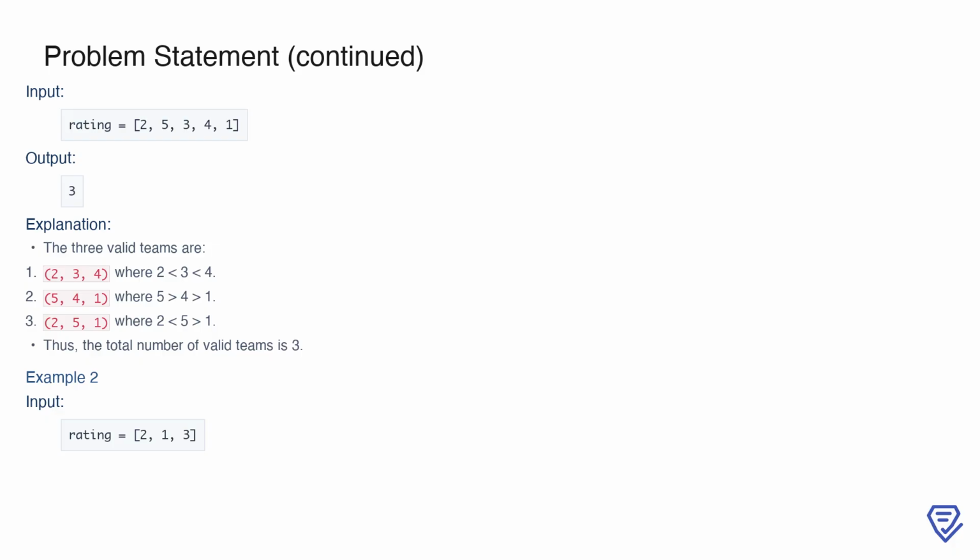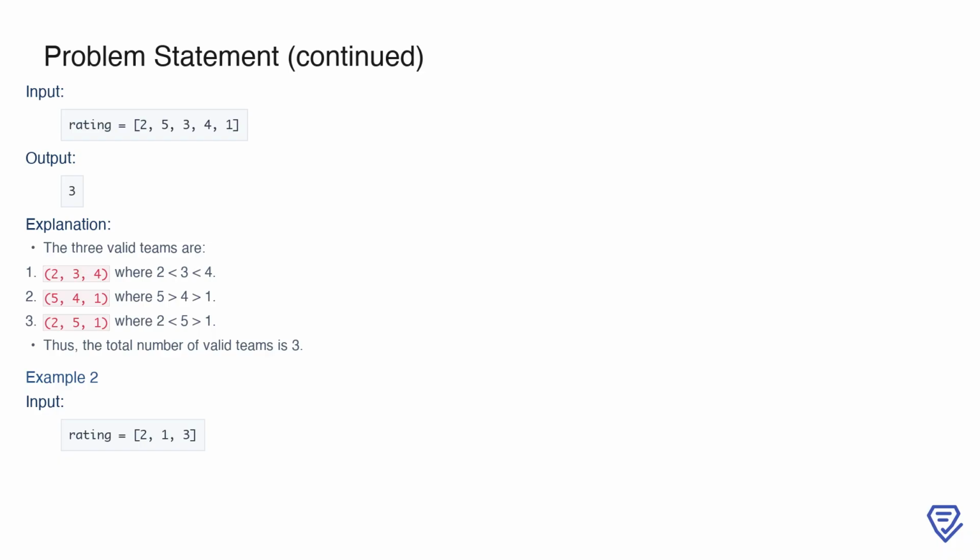Consider the first example where the input rating is 2, 5, 3, 4, 1. The output in this case is 3, indicating there are 3 valid teams. Let's break this down. The first team is 2, 3, 4, which satisfies the strictly increasing condition because 2 is less than 3, and 3 is less than 4. The second valid team is 5, 4, 1, where the ratings are strictly decreasing as 5 is greater than 4, and 4 is greater than 1.